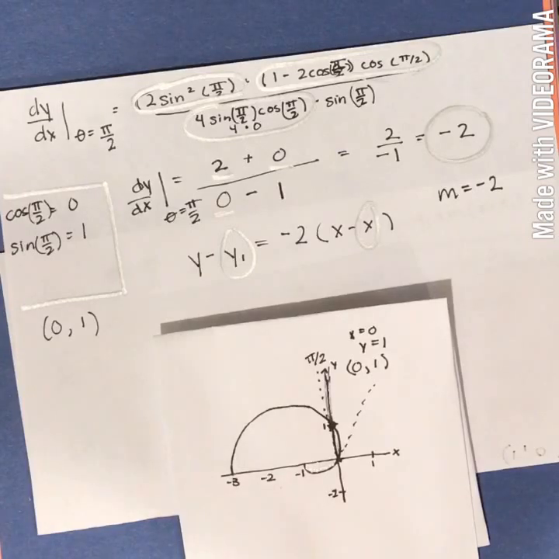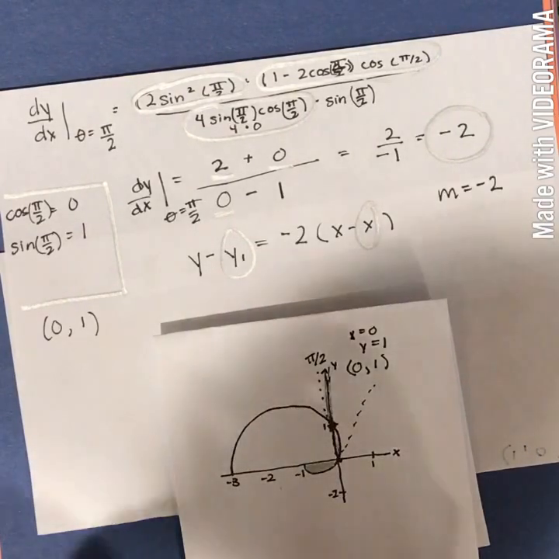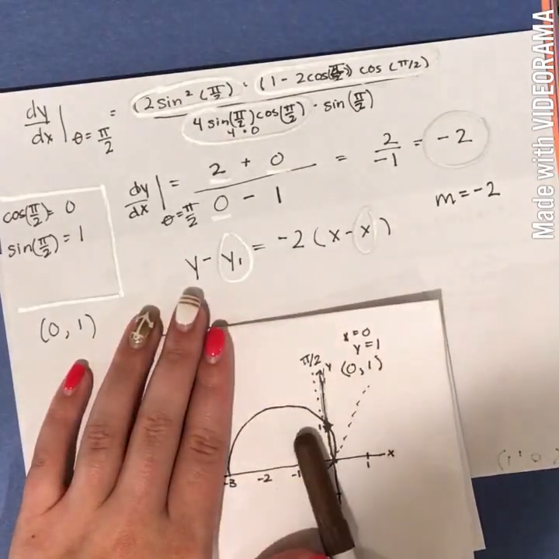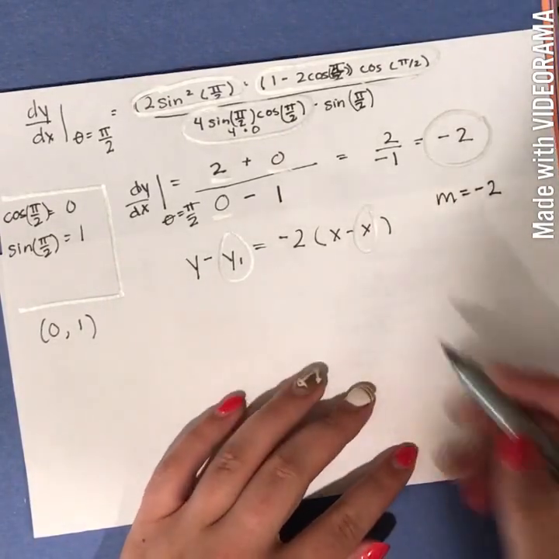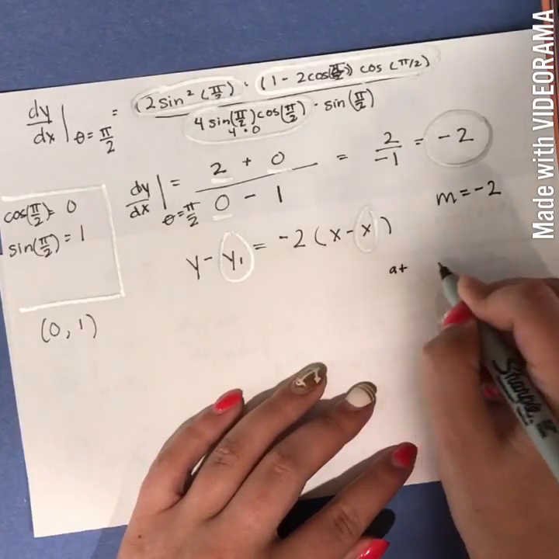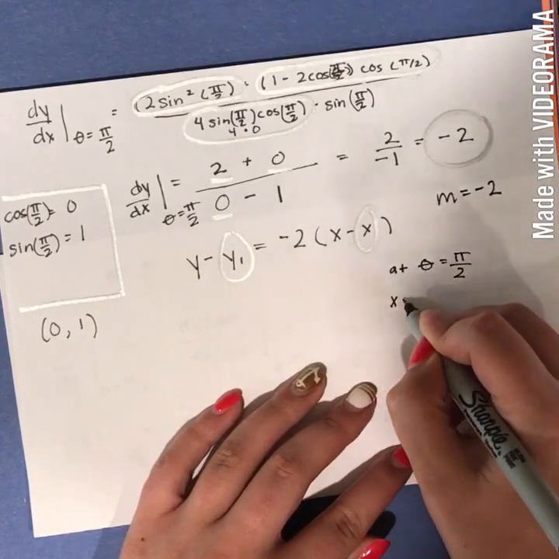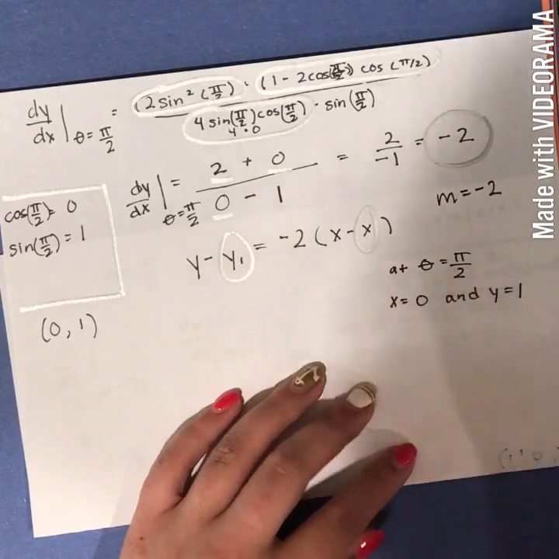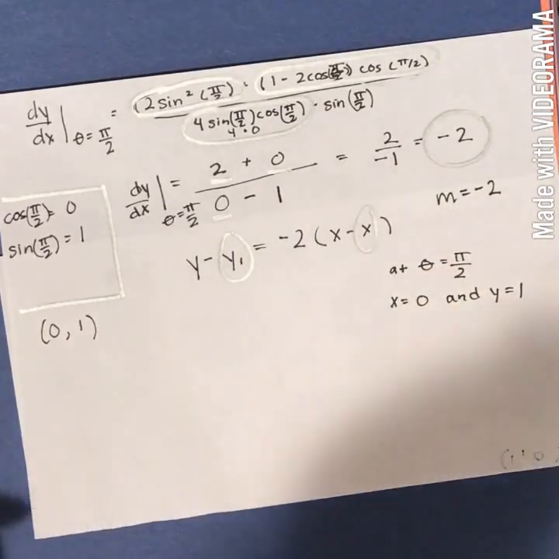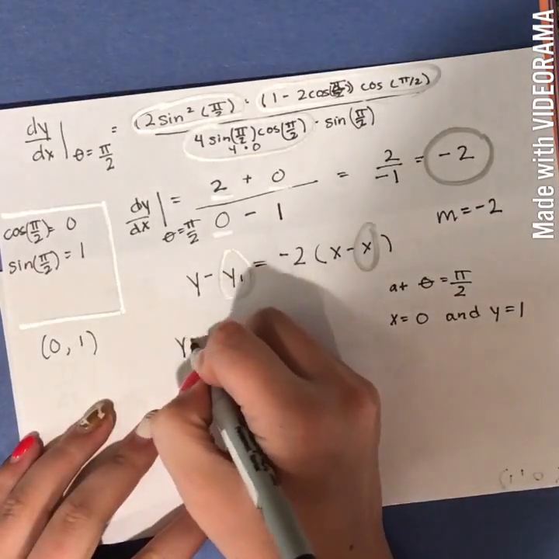You're mind blown right now. I know you're mind blown. But you can do that, and you can also plug it into the equation, but I think that this is the easiest way, and all you literally have to do is just know that theta equals pi over 2, x equals 0, and y equals 1. Okay, so now we know our x's and y's, and now all we have to do is plug them in.